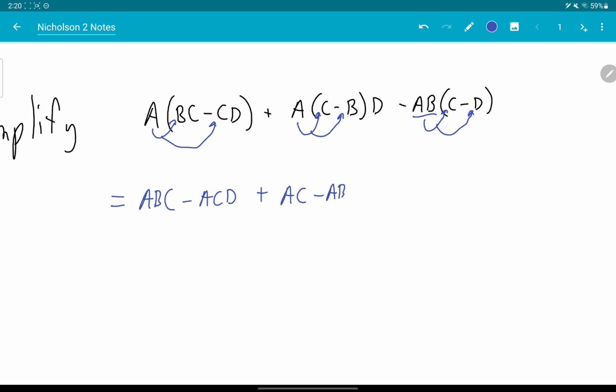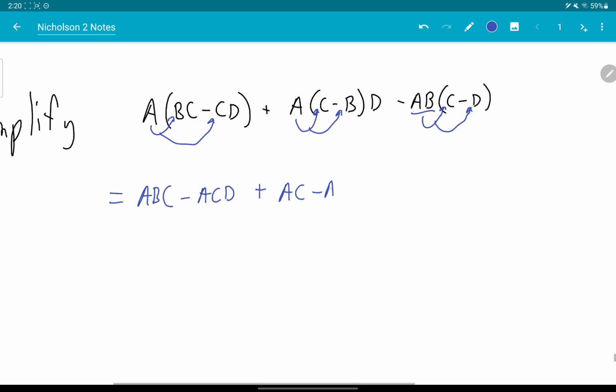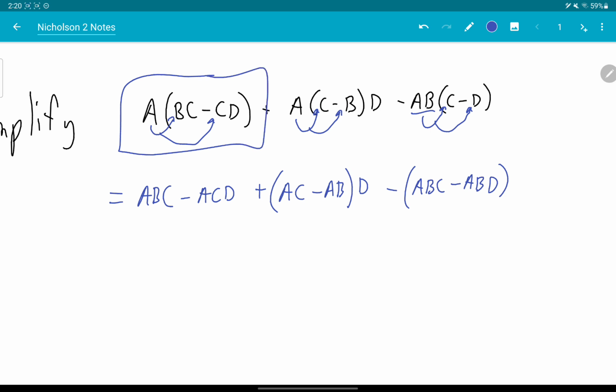AB. I should maintain my brackets here. I'll do it like this. AB, C minus AB, D. So I did these distributions. Now, it's important to note, let me just focus on this guy.